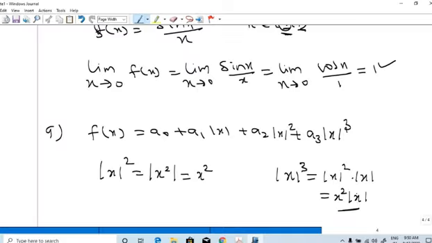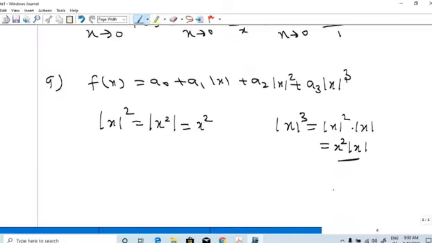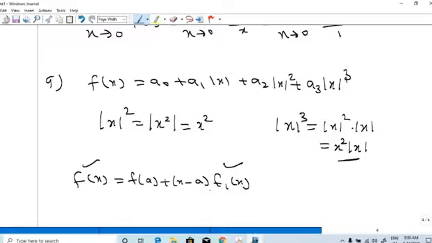Why is this differentiable? We know that when we say a function is differentiable at a, f of x can be written as f of a plus x minus a times some f1 of x, where we find some continuous function f1 such that this happens. Then f is differentiable at a. Now we have to check whether this function is differentiable at the point 0 or not.